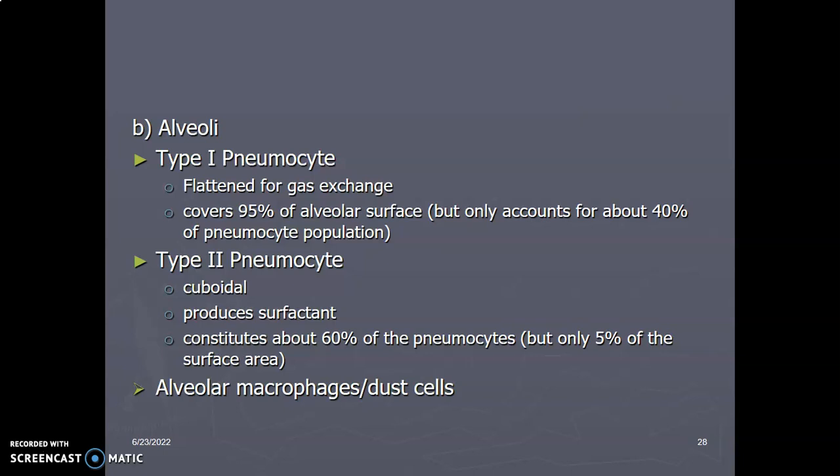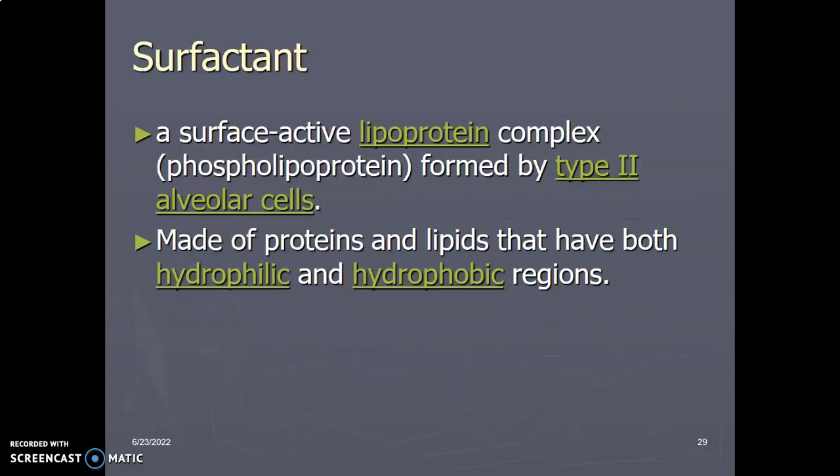Then we have alveolar macrophages. So in the alveolus, we have type 1 pneumocytes, type 2 pneumocytes, and alveolar macrophages. These are dust cells. They are members of the monocytic phagocytic system, so they have an immune role.